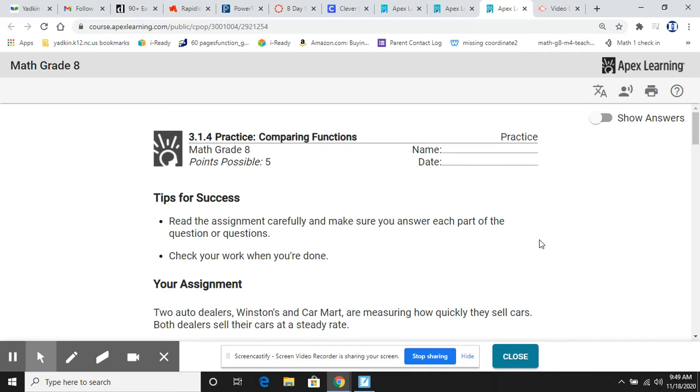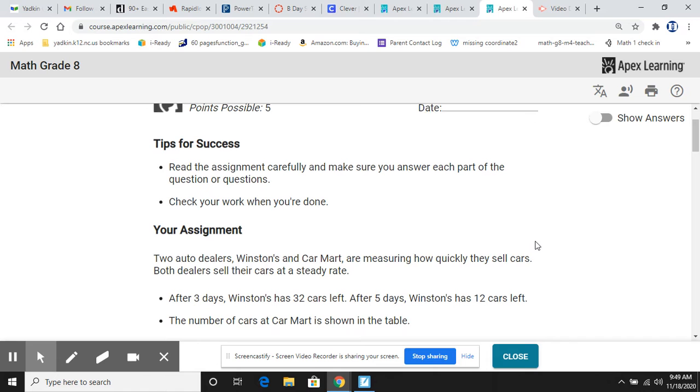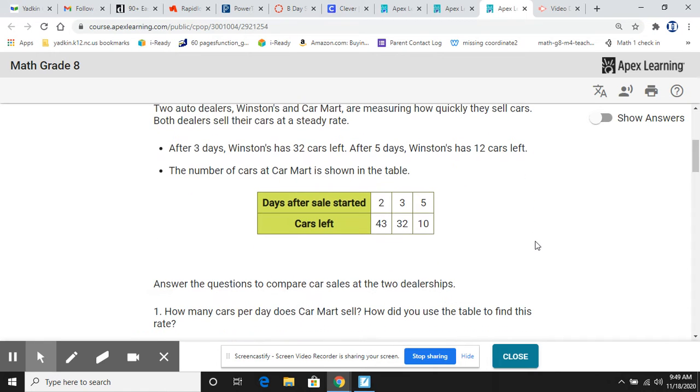Okay, let's look at the practice for 3.1.4. It says 2 auto dealers, Winston's and Car-Mart, are measuring how quickly they sell their cars. Both dealers sell their cars at a steady rate. That means it's linear. They sell the same amount every day at that car place. Okay, so the first bulleted statement there says after 3 days, Winston's has 32 cars left.